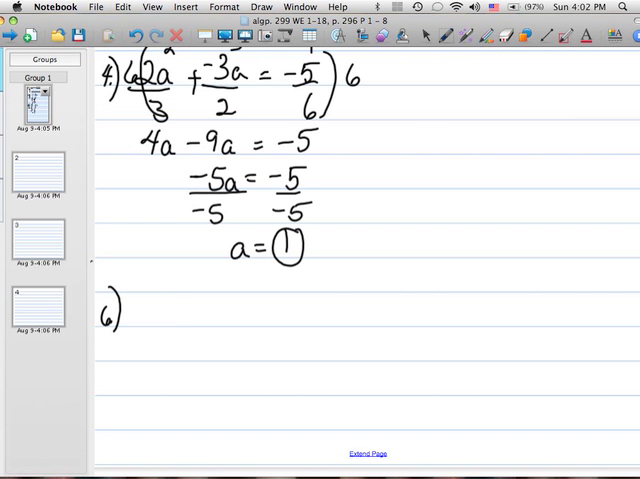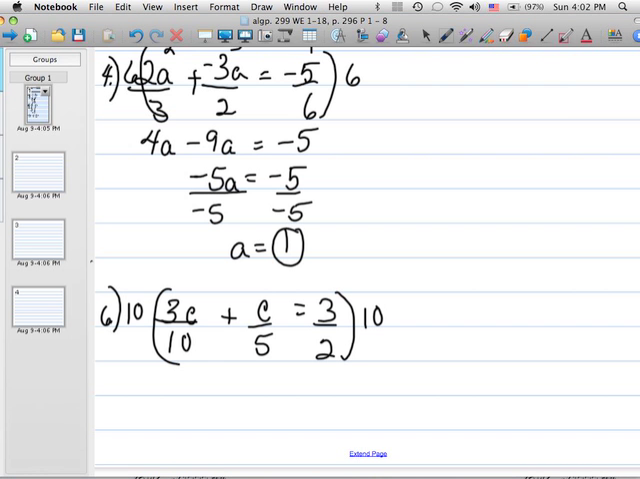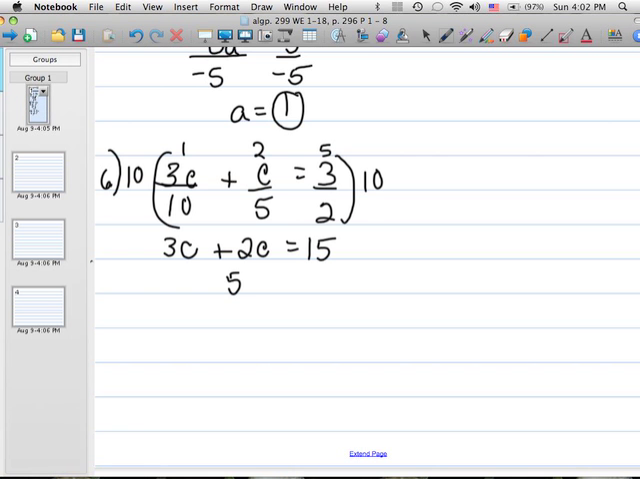Number 6, 3c over 10 plus c over 5 equals 3/2. The least common denominator for 10, 5, and 2 would be 10. 10 goes into 10 once, so that's 3c. 5 goes into 10 twice, so that'd be plus 2c. 2 goes into 10 five times, and 5 times 3 is 15. Collecting like terms, we get 5c equals 15. Divide by 5, and c equals 3.